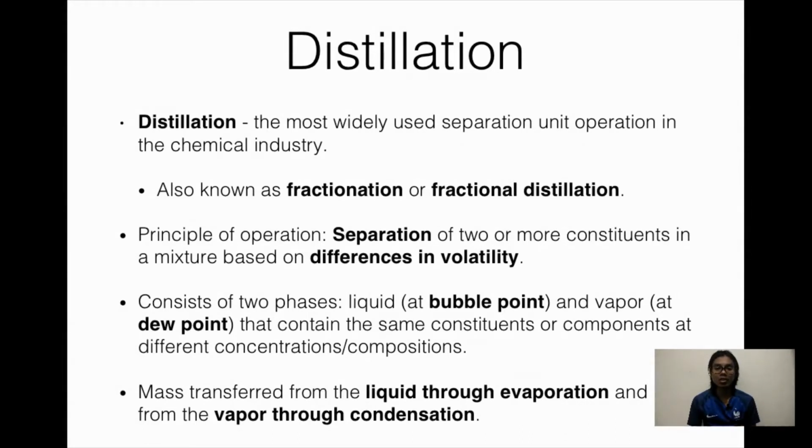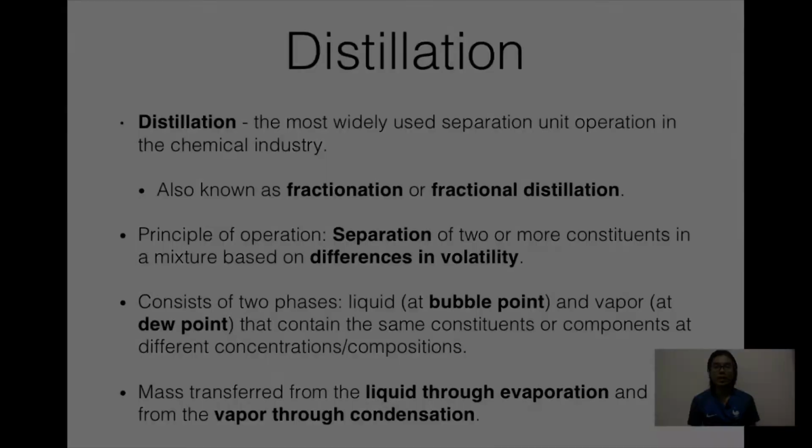Inside the distillation column, there are two phases, liquid and vapor, where the liquid will be at bubble point. That means the temperature close to vaporization, while for the vapor it will be at dew point, a temperature or condition that is close to condensation. And these two phases will contain the same constituents or components but at different concentration or compositions. The mass gets transferred between vapor and liquid through evaporation for liquid and through condensation for vapor.